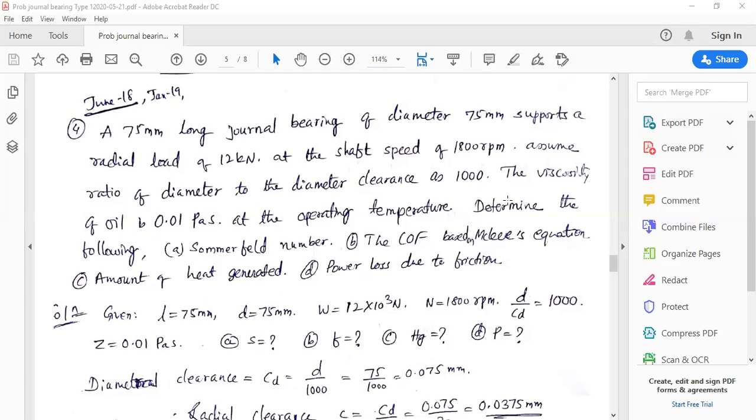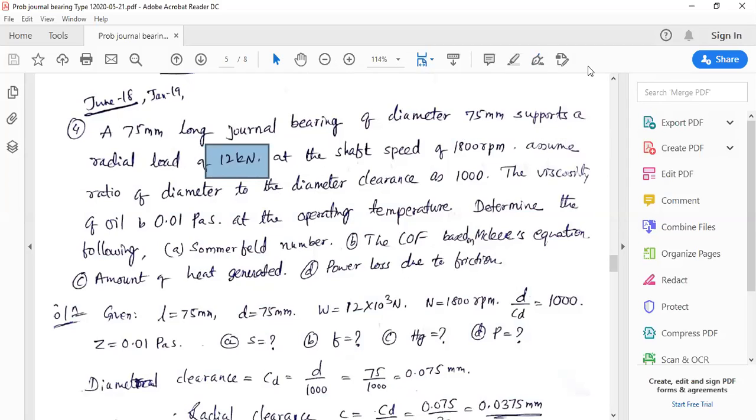So take one more numerical problem which was asked in one of the previous VTU question papers. The problem statement is like this: a 75 mm long journal bearing having a diameter of 75 mm. Here you can see that the length of the bearing and the diameter of the journal both have equal values. Hence this kind of bearing we can call a square bearing, and it supports a radial load, not axial load.